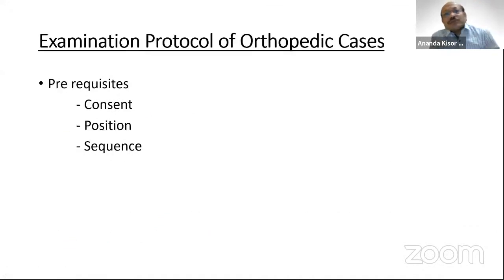So now we are coming to the exact orthopedic examination, that is the hip examination. As in all general protocol, we have to take the consent of the patient, and we have to make the ideal position of the patient, and also the sequence we are going to follow. And the consent is most important: before touching or talking to the patient, we have to make a rapport with the patient, so that our examination protocol will become very easy.